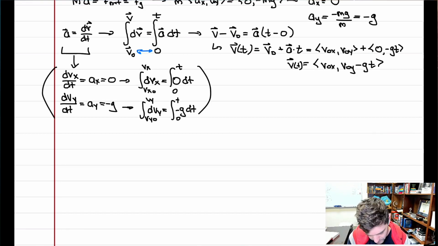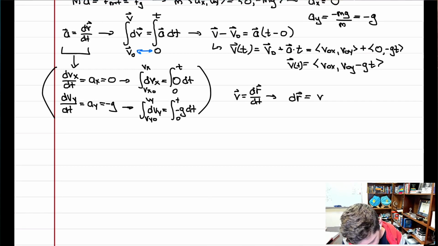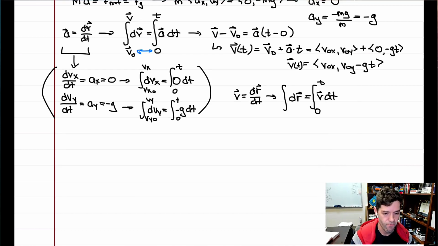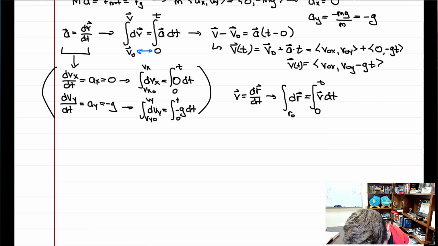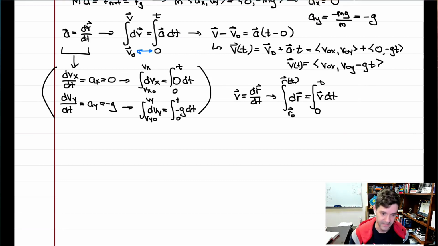Are we done? No, because I still don't know positions. Well, as you can imagine, the same thing can happen. I know that velocity is the change in position over time, so the change in the position vector is going to be the velocity vector times dt. I can integrate both sides, again going from some initial time, 0, to t. Then that must be the initial position vector, because the limits are not the same, but they're associated with one another, to some generic position r. I can again be explicit at some later time t.